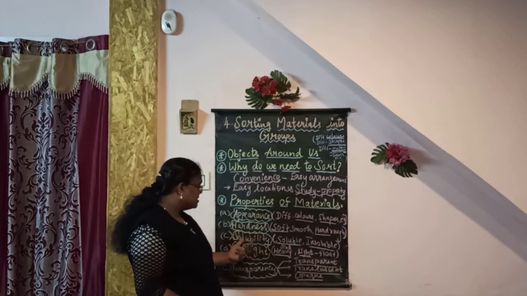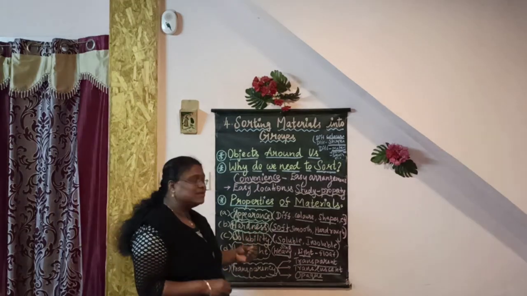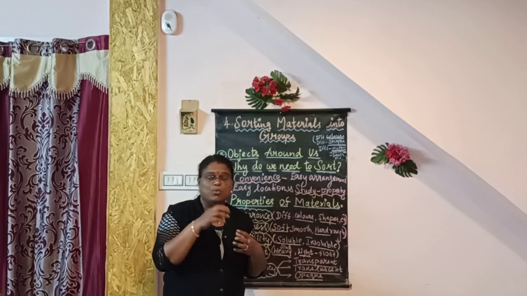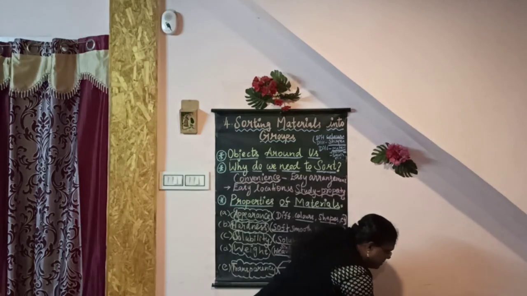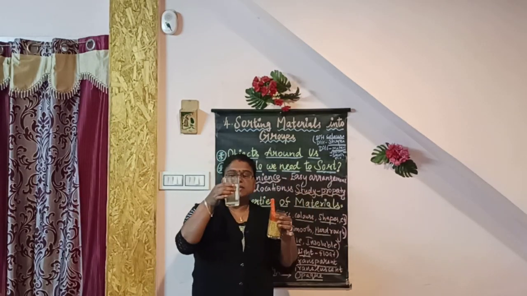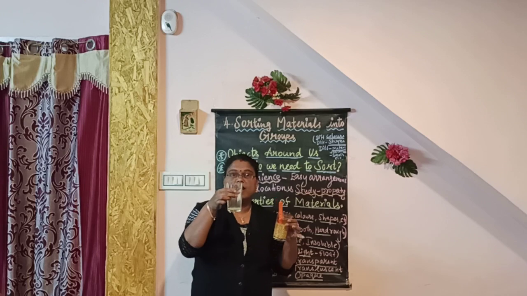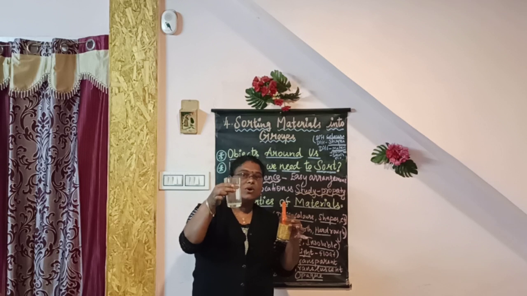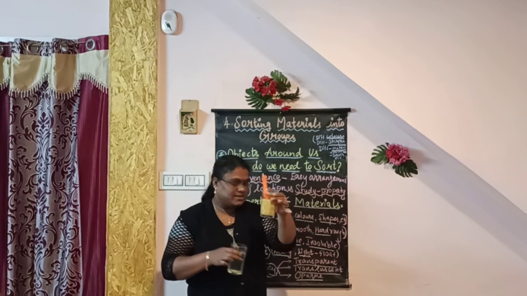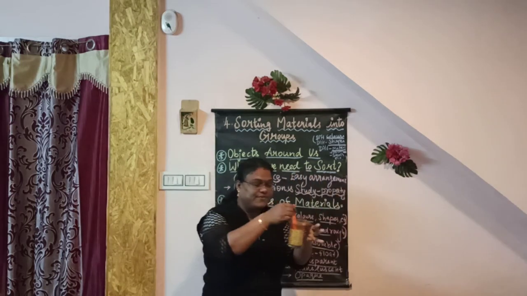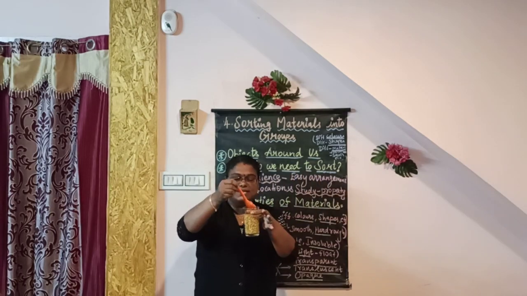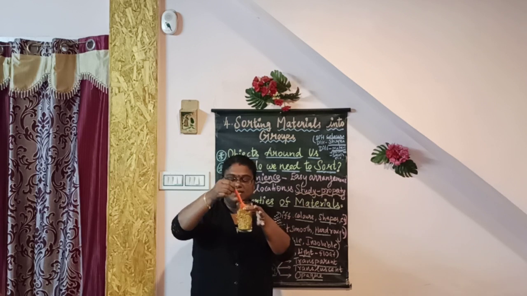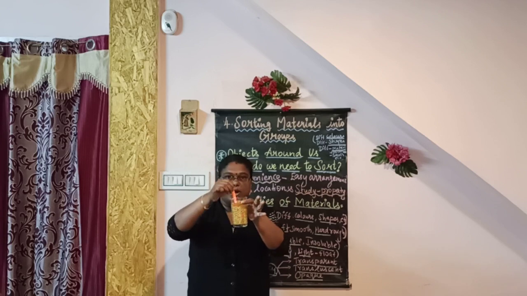And the third one is solubility. Solubility means the ability to dissolve in water. See, here I have prepared this water. In this water I have mixed salt, and this salt is completely dissolved in water. So salt has the ability to dissolve in water. And see, this glass contains fenugreek. I mixed fenugreek seeds inside this water, but this doesn't dissolve, so it is insoluble in water.